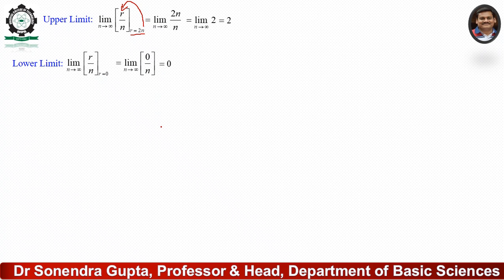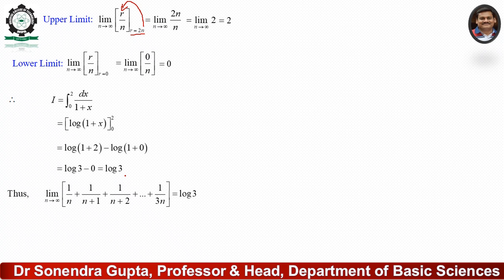Therefore the required integral from equation number 1 is the integral from 0 to 2 of dx upon 1 plus x, which is equal to log of 1 plus x from 0 to 2. Now putting the upper limit minus the lower limit, that is log of 1 plus 2, minus log of 1 plus 0, which is log 3 minus 0, equal to log 3. Now this second question is solved.